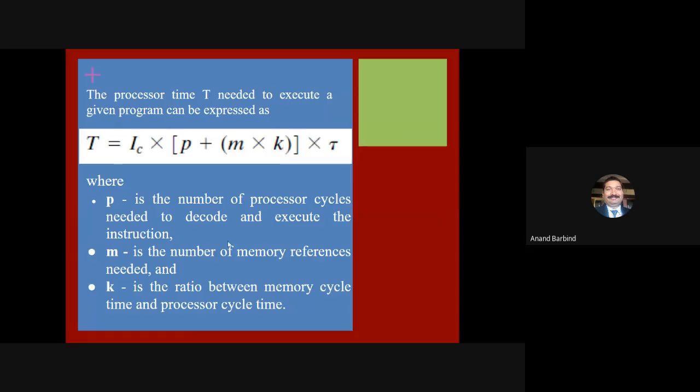That is multiplied by k, where k is the ratio of the memory cycle time to the processor cycle time. If you multiply this by tau, the time period for one cycle, then what you get is the overall execution time of that particular program.